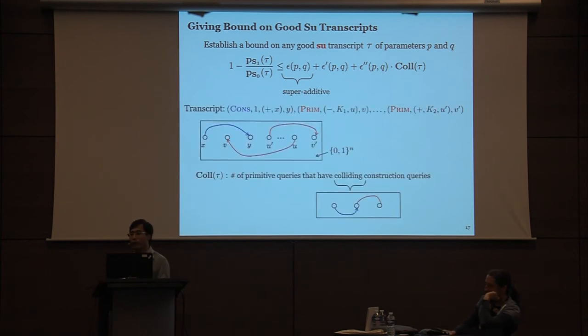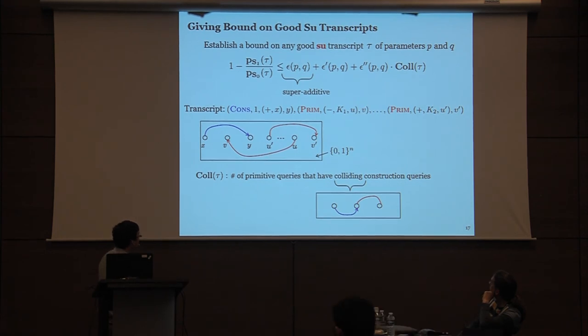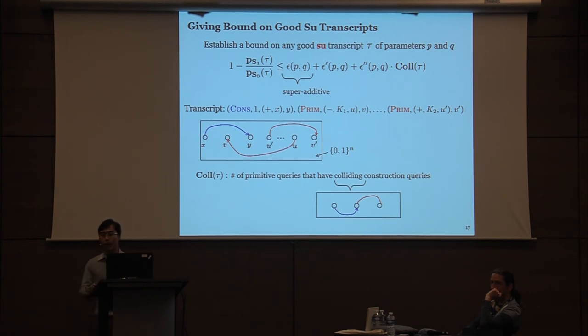To have an intuition of what this means, consider this specific transcript. Here, if you make a construction query to encrypt X, you get a string Y. We therefore draw a blue arrow from X to Y. Likewise, if you make a primitive query to decipher U based on the key K1, you get a string answer V. We correspondingly draw a red arrow from U to V. And collision tau is simply the number of red arrows in which one of the two endpoints is hit by another blue arrow.